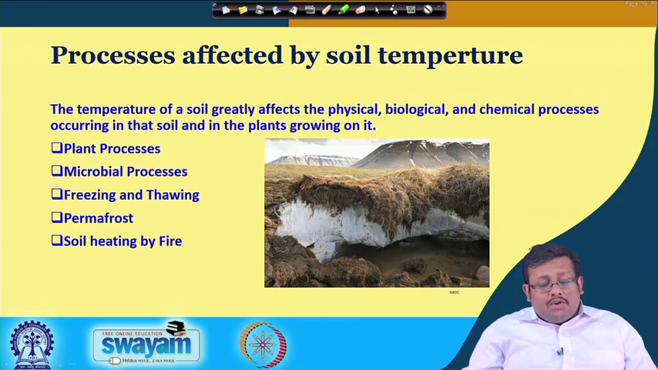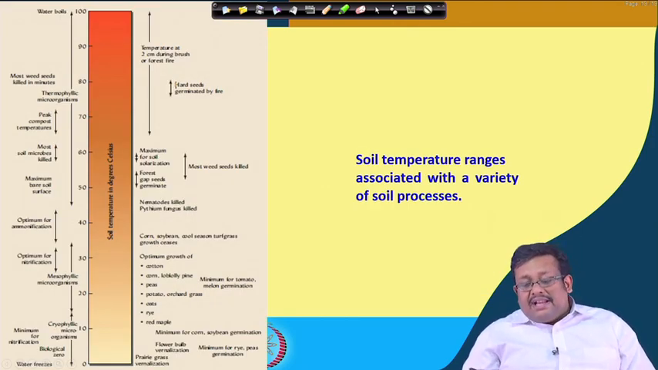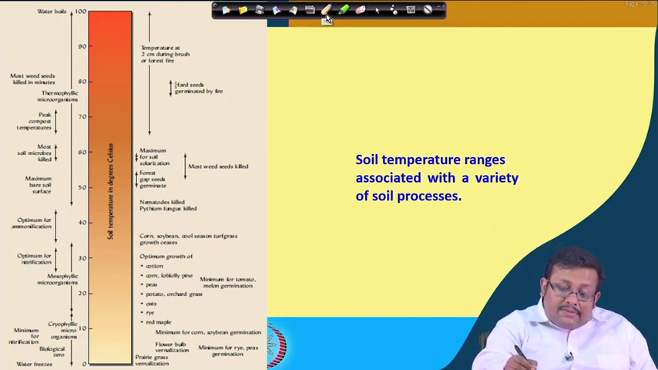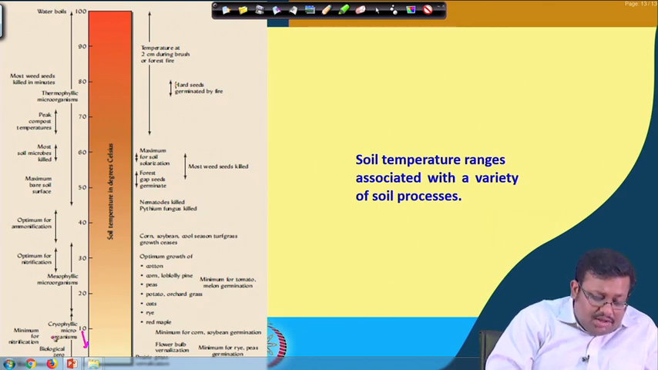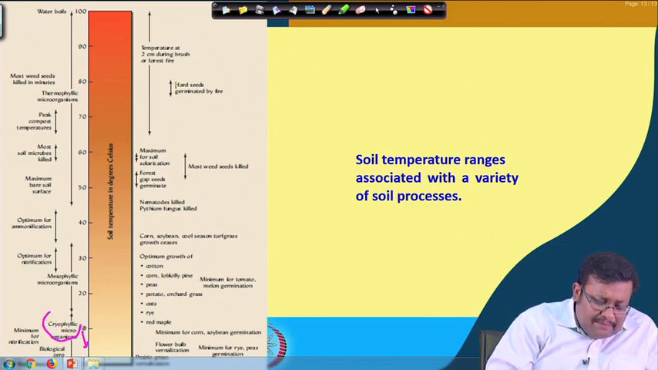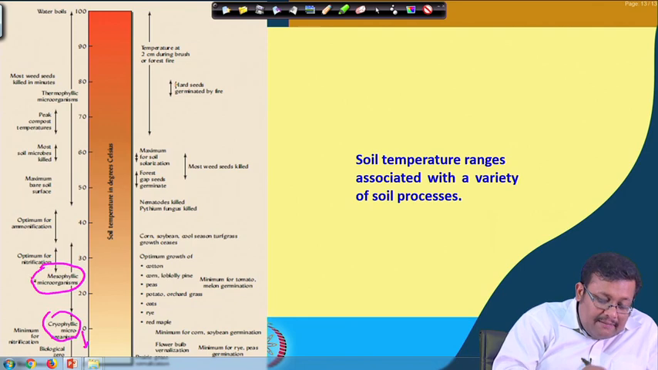So, let us go ahead and see the different ranges which are associated with a variety of soil processes. This is a very informative slide. Let us start from the bottom. You can see that this scale is in degrees centigrade. Below 10 degrees centigrade there will be almost zero biological action. Above that, the cryophilic microorganisms will remain in this temperature range. And from about 15 to 35, you will see mesophilic microorganisms remain in the soil.